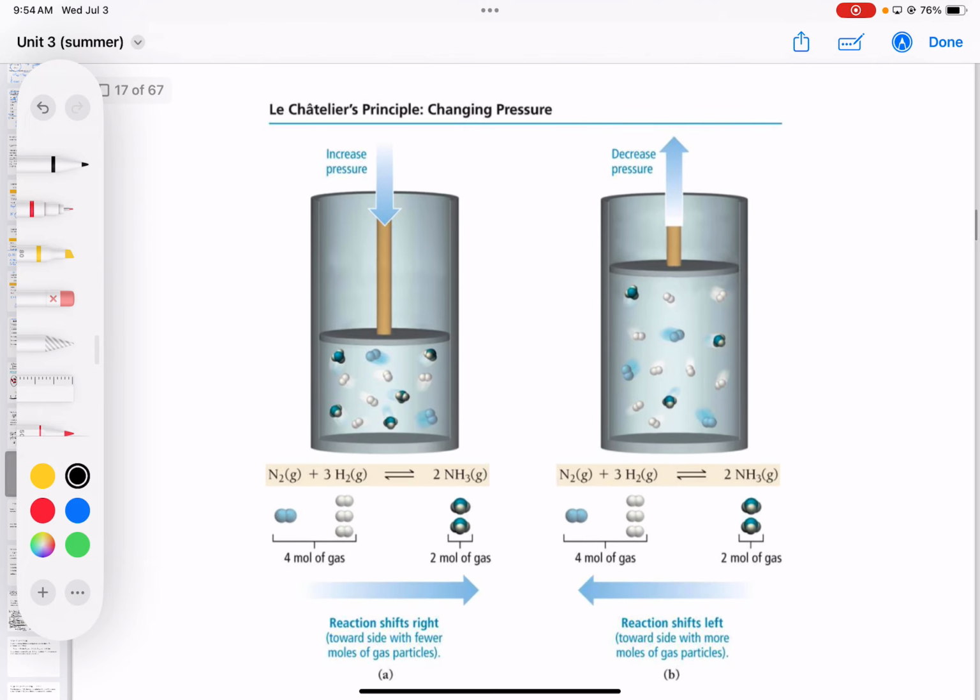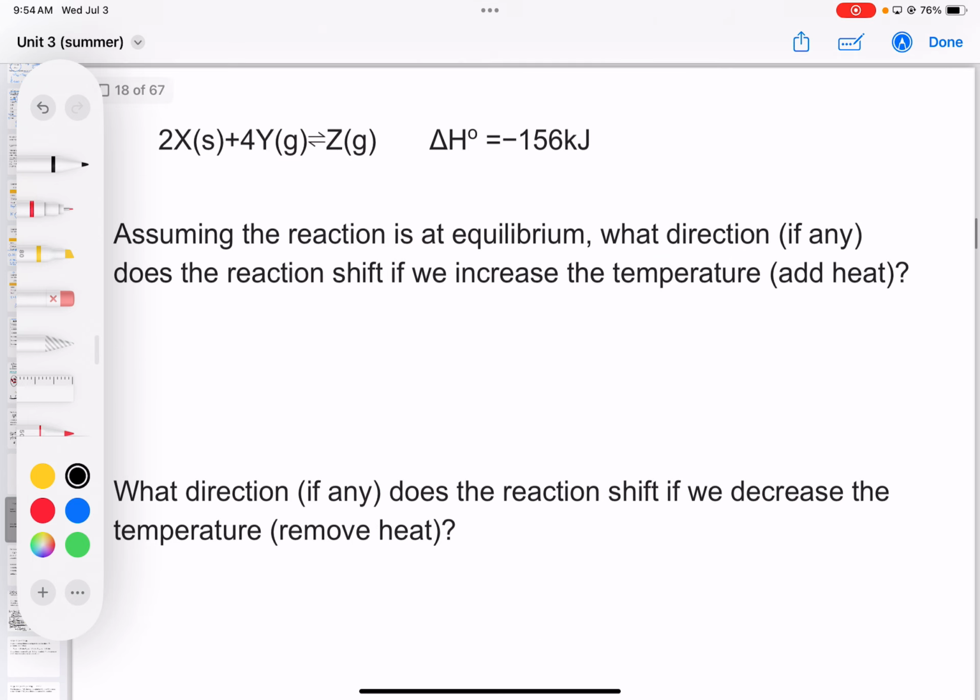All right. This one has a little picture. It's describing the exact same thing we did. I could have used that earlier. Okay. All right, so last thing is temperature.